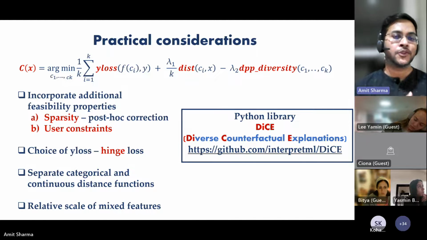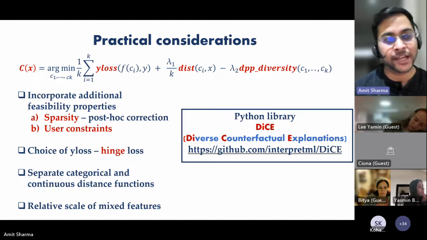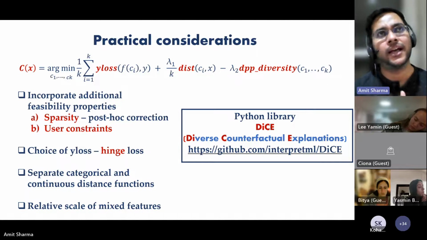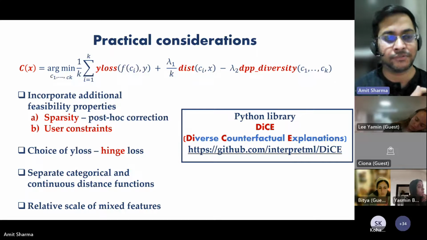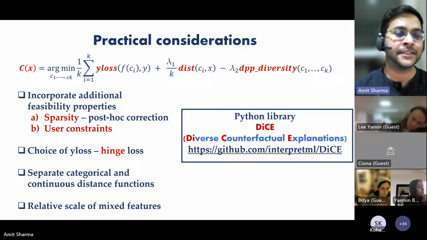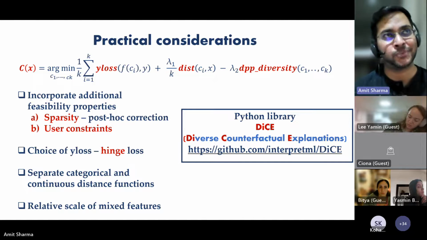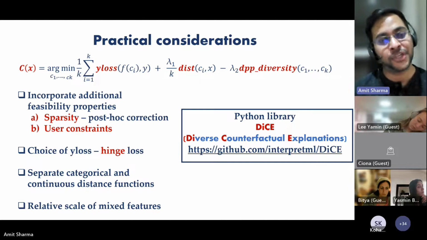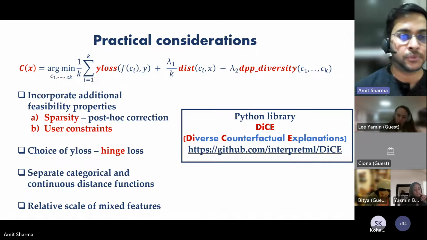So what we currently do in the library is we just allow the user to mention these kinds of things. And if they don't, then we use some basic default where all continuous features are scaled from 0 to 1, just like discrete features. But I think this is a hard, tricky question. And I think this is one reason that you might find counterfactual explanations sometimes unintuitive. And so then you have to tune the relative scale of continuous features to make it work.